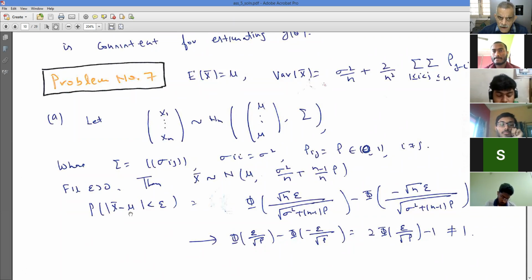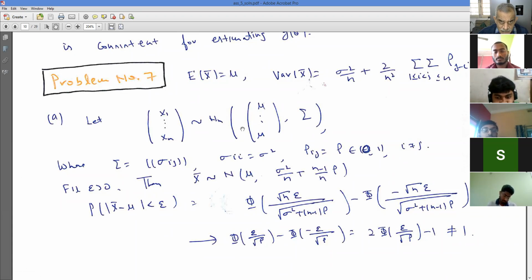So I consider the probability of mod of x bar minus mu less than epsilon. What will be the distribution of x bar in this case? Again normal, with mean mu and variance sigma square by n plus n minus 1 by n rho, right? Because x bar is a linear combination of x1, x2, xn. So if x1, x2, xn has a multivariate normal, x bar would have a univariate normal, being a linear combination of x1, x2, xn. Now, once I know that it is a univariate normal, the only thing I need to know is its parameters, its mean and variance.